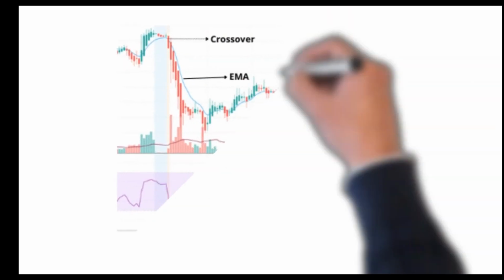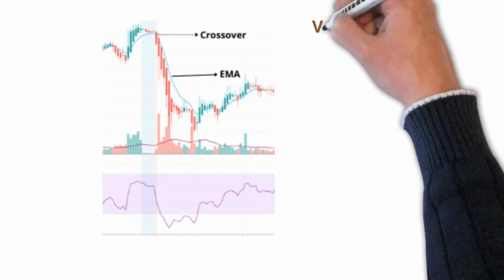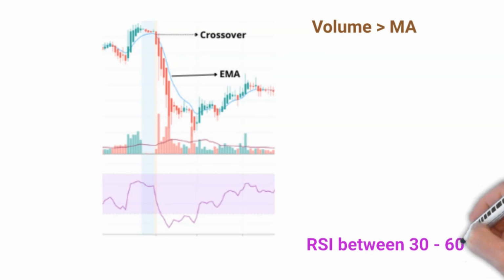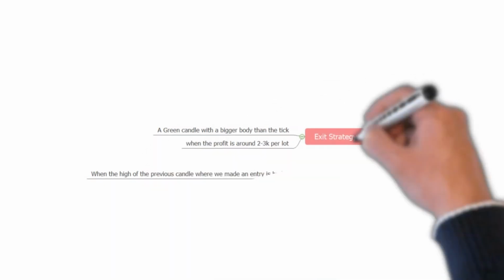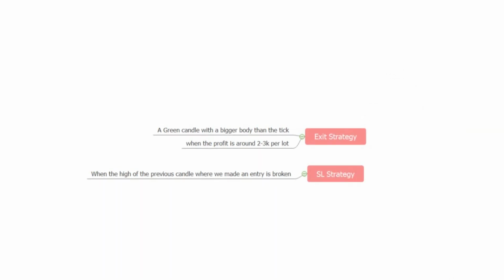For going short, the entry signal is when a red candle crosses the EMA line. At this time, the volume should be above the 20 moving average and RSI should be within 30 to 60. The exit signal is when you have made at least 2,000 rupees profit or when a green candle appears whose body is bigger than the tick. The stop loss is the high of the previous candle where you took the trade.